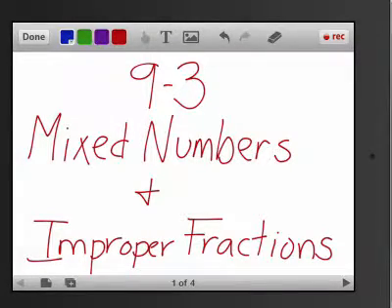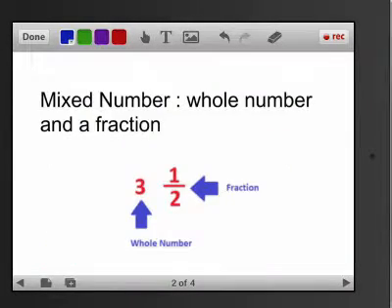Tonight we're going to be talking about mixed numbers and improper fractions. A mixed number is a whole number and a fraction together. So we have the mixed number of 3½. The whole number is 3 and the fraction is a half.